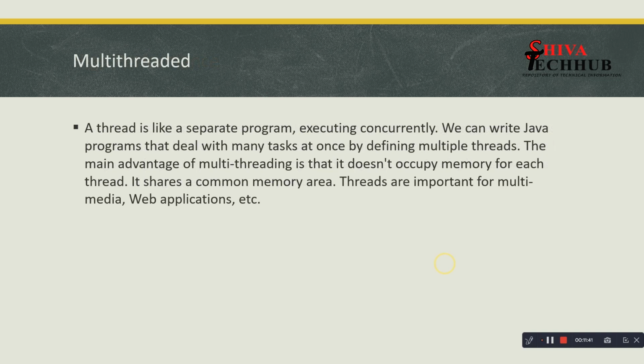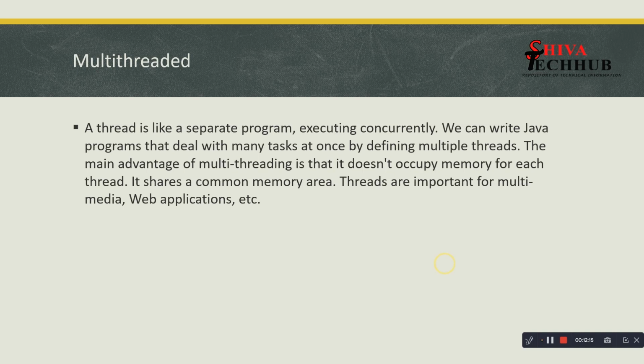Now, one more important feature provided by Java is that it is multi-threaded in nature. What do you mean by multi-thread? A thread is nothing but a task or a program. Java provides an ability to run multiple tasks concurrently at the same time. A thread is like a separate program executing concurrently. We can also write a Java program that deals with many tasks at once by defining multiple threads.